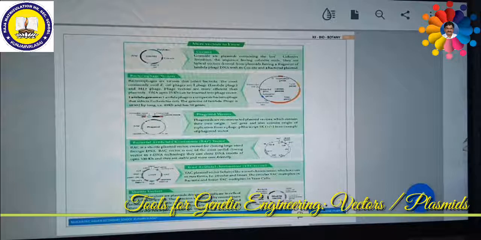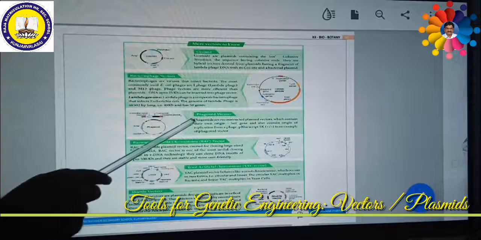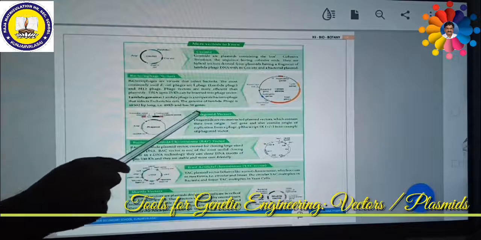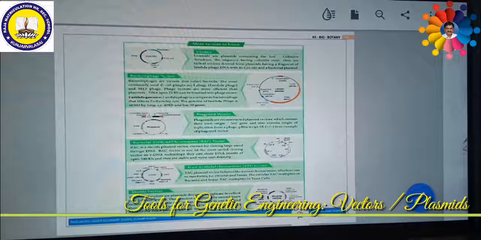Another one is the artificial virus vector, also called phagemid vectors. Phagemid vectors are constructed plasmid vectors which contain their own origin of replication, and also contain the origin of replication of a phage as well. So this is an artificial virus vector.